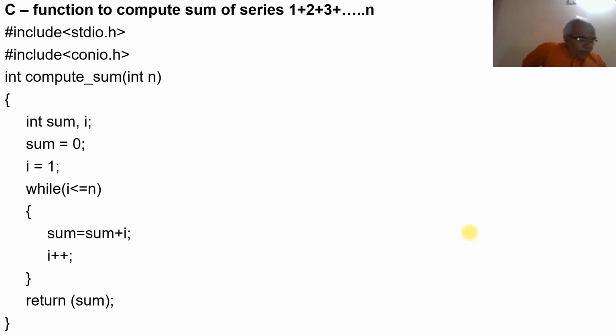Now, for example, we are going to consider a simple program, a C function to compute the sum of the series of 1 to n, 1 plus 2 plus 3 and so on to n. First we include stdio.h and conio.h. Then we have compute sum (int n). Open the braces, declare sum and i as integer variables. Initialize sum equal to 0 and i equal to 1. While i is less than or equal to n, sum equals sum plus i, and increment i with i plus plus. Then close the braces and return sum.